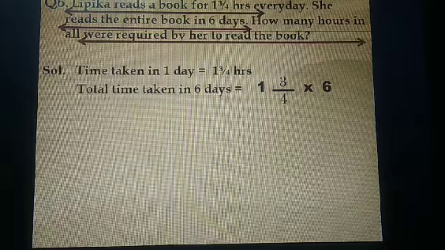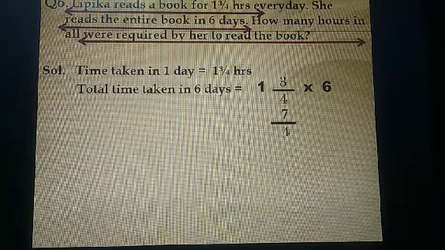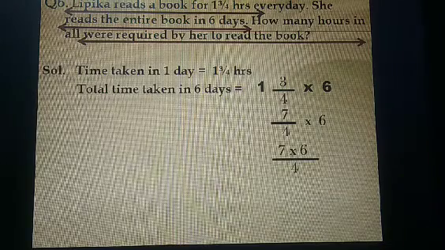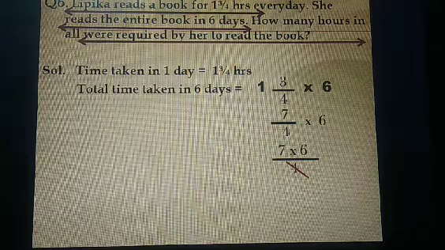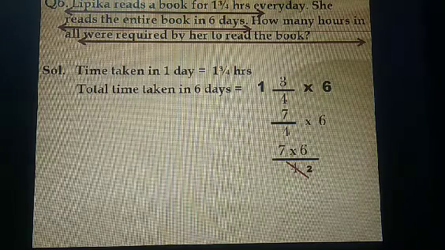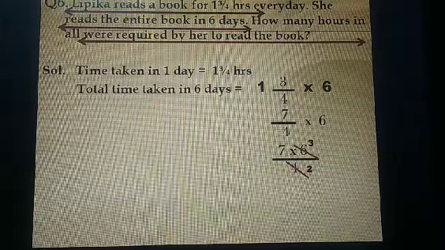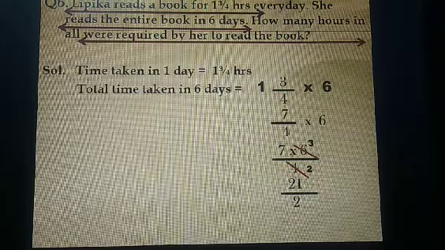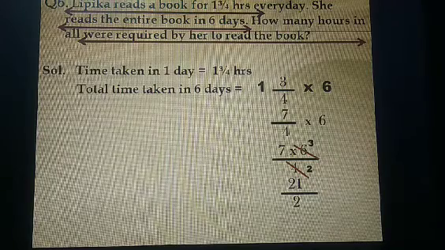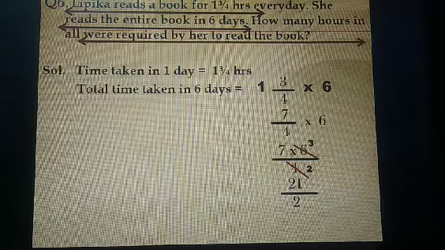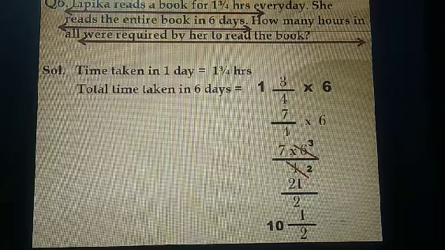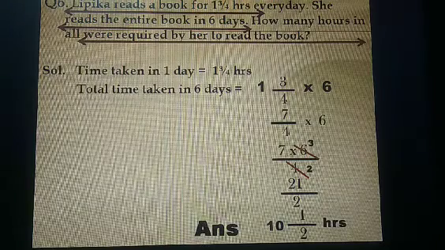Convert the mixed fraction into improper. 4 ones are 4, plus 3. It's 7 by 4 into 6. Multiply the whole number to the numerator, 7 into 6 upon 4, that is, yes, there is a common factor, that is 2. 2 2s are 4, 2 3s are 6, and the final answer is 21 upon 2. But this is an improper fraction. Divide by 2. Yes, quotient is 10, remainder is 1. Mention the unit. This will be your final answer.